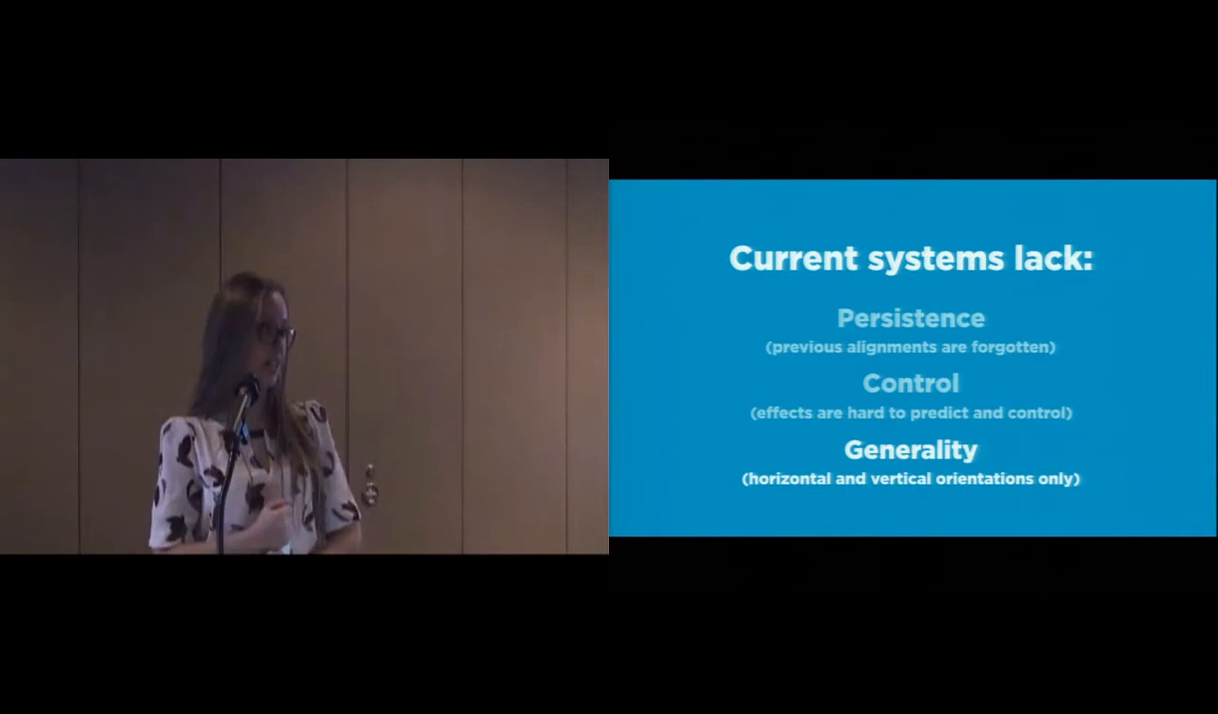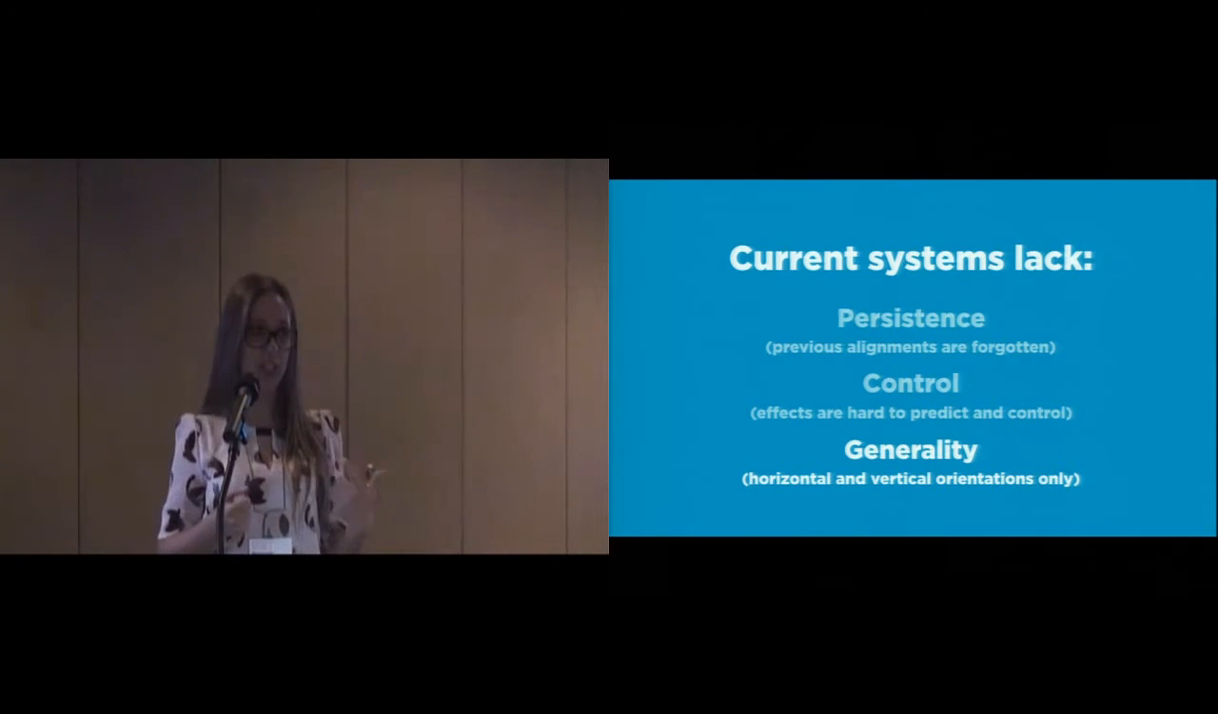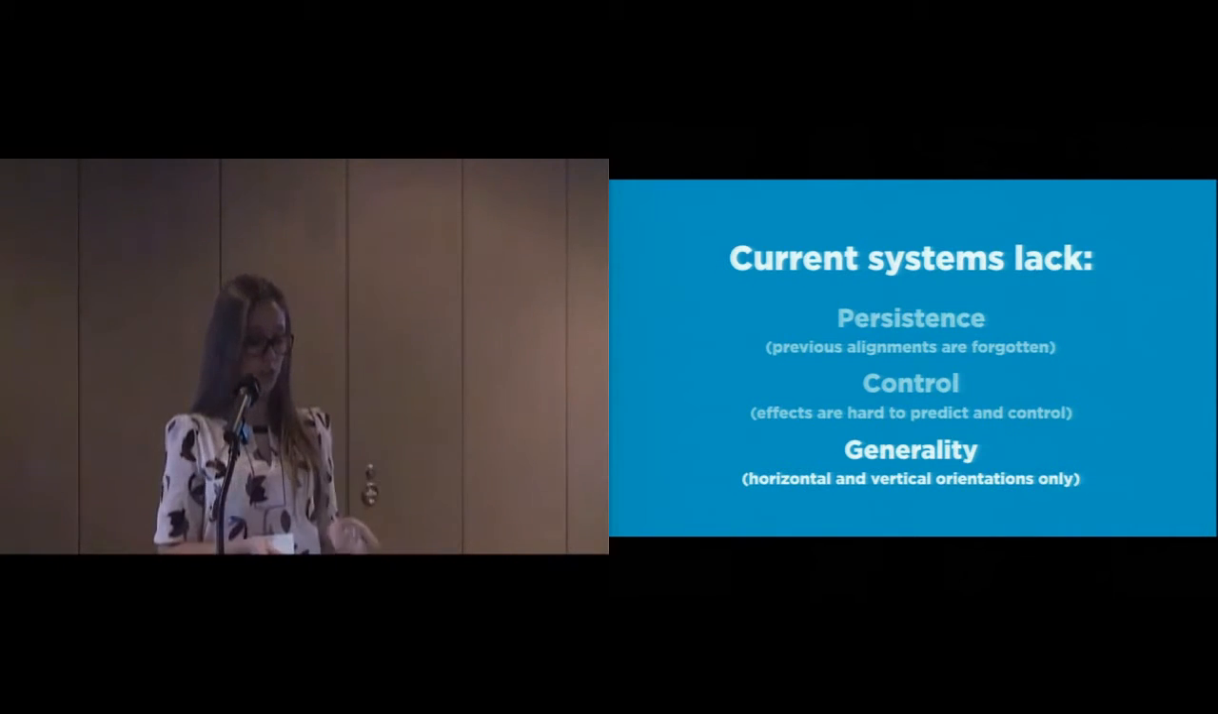Third, the systems lack generality. They are usually restricted to horizontal and vertical alignment and to the even distribution of objects. And there are no commands to, for example, align objects into a circular shape or around the outline of existing objects.